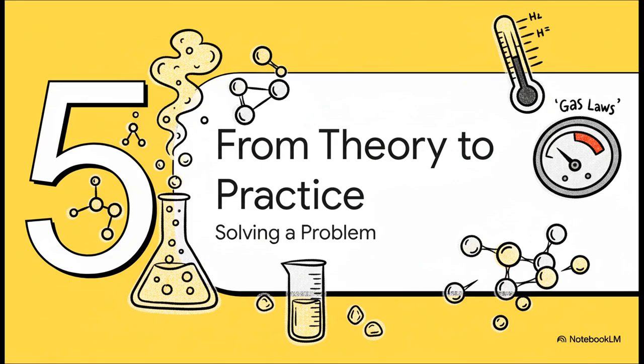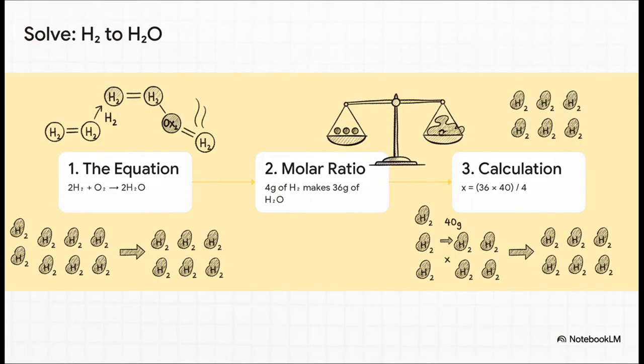Okay, all this theory is fantastic, but what's the point if you can't use it, right? So let's take everything we've learned and actually solve a real chemistry problem. We've built the toolkit, now let's put it to work. All right, let's walk through this. The question is, if you have 40 grams of hydrogen, how many grams of water can you make?